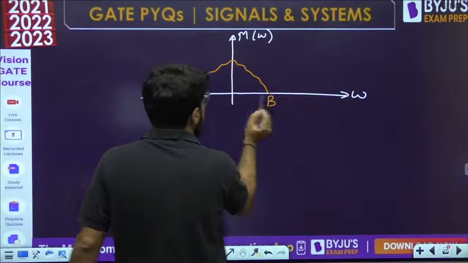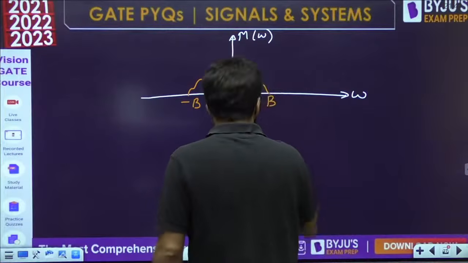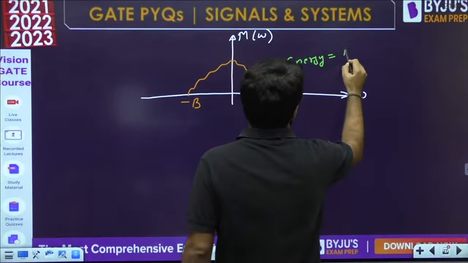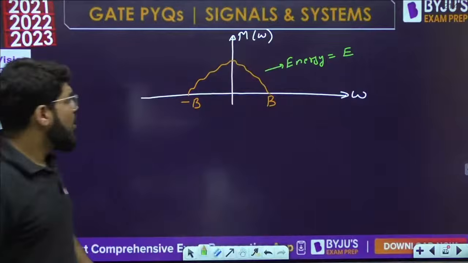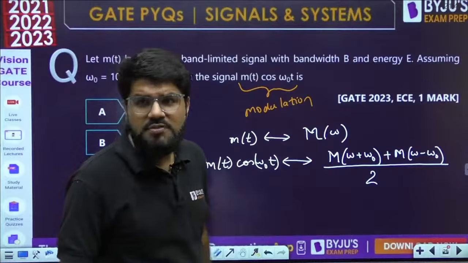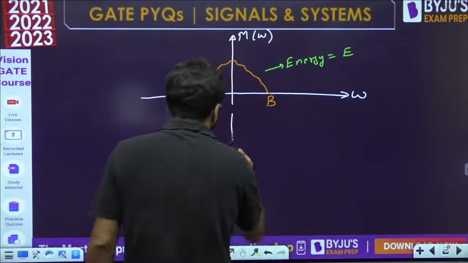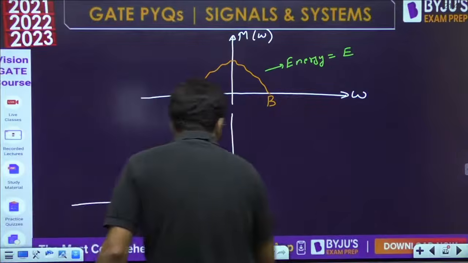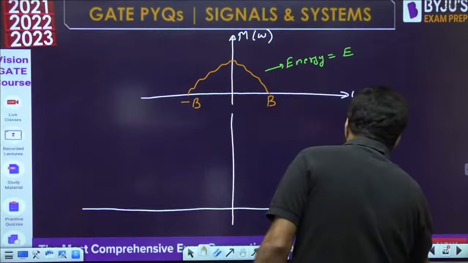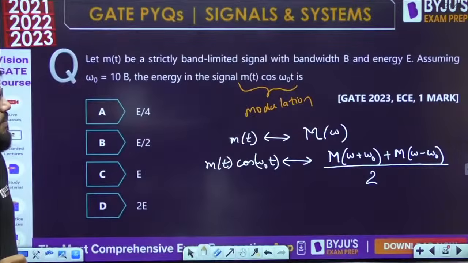That means it is from minus B to plus B, and such a signal has been given an energy equal to E. Whatever may be the waveform, that exact waveform is not given, but it will have some energy content E. Now, for m(t) cos omega naught t, what is the Fourier transform? We'll sketch that Fourier transform and try to calculate this energy then.